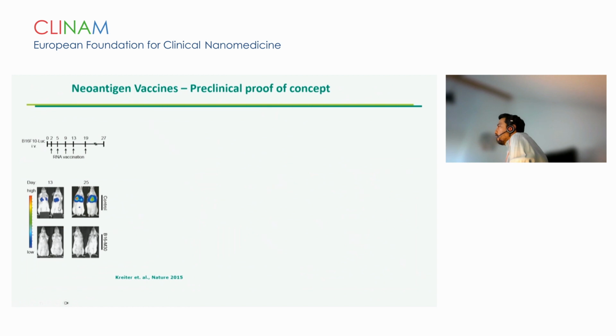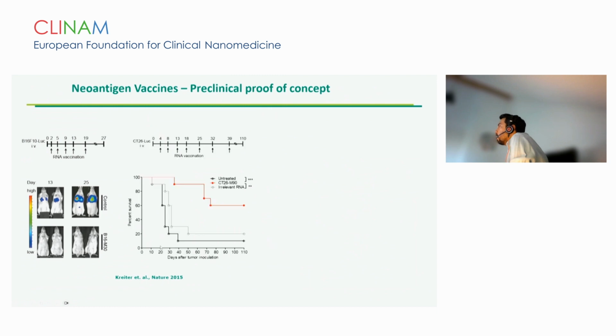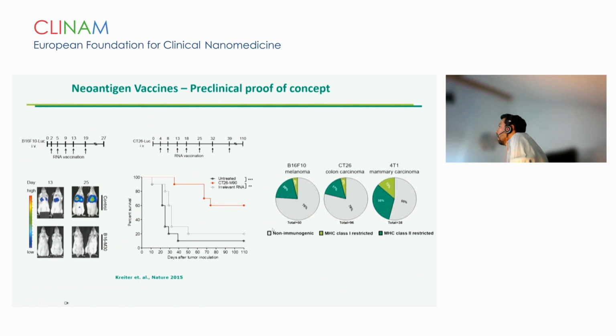This is the mouse data, just to show shortly that we can use the identified mutation 30 as a neoantigen, and vaccination with this led to loss of the tumor, so tumor control, in two different models, B16 and CT26. And when we look at different models, we can have really both MHC class 1 and class 2 restricted neoantigens that can be employed for vaccination.